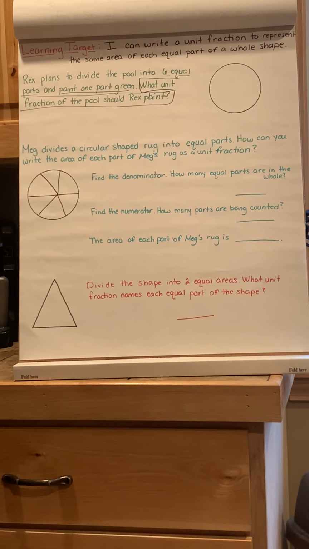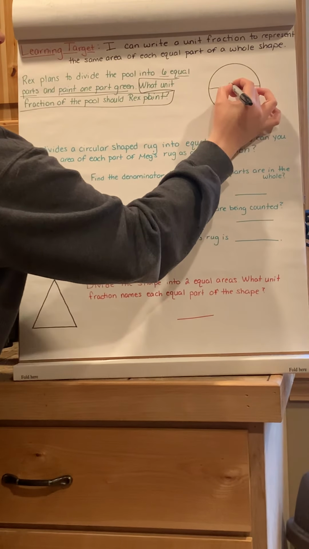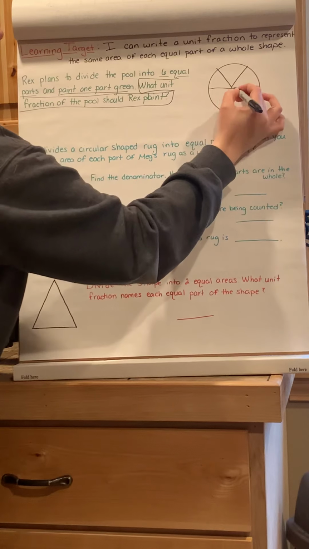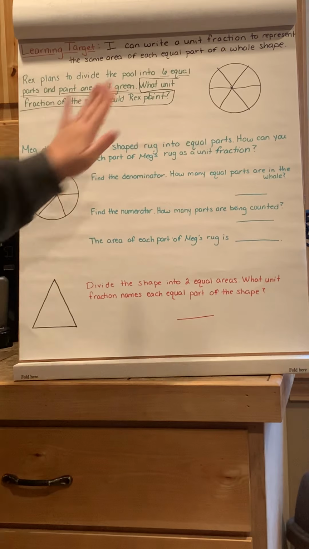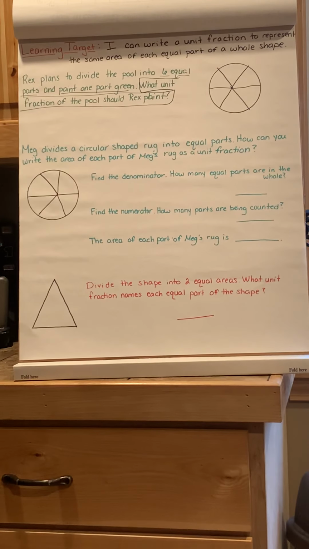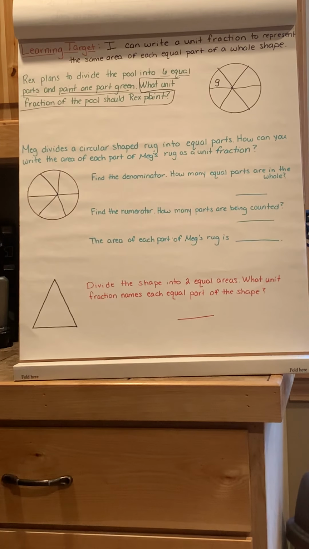So let's look at this again. Rex plans to divide the pool into 6 equal parts. So I'm just going to take my marker here and split it into 6 equal parts. Remember, this isn't going to be perfect because I'm drawing it in. So let's just, 6 equal parts. We're just going to pretend that that's completely equal because Miss Baker can't draw perfectly equal parts. So he paints 1 part, so 1 of the equal parts, green. So I'm going to put a G in one of those equal parts for green.